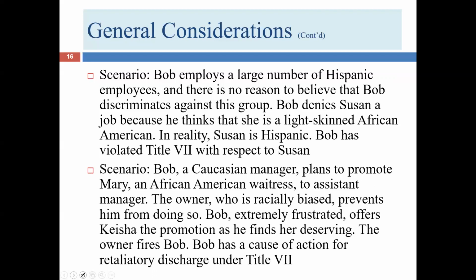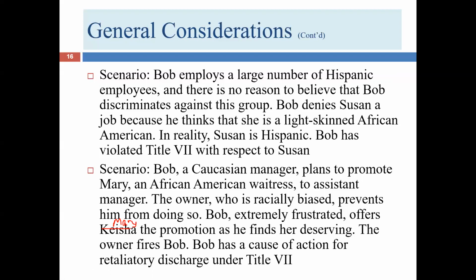Let's consider another scenario. This is a different Bob here. Bob is Caucasian. He would like to promote Mary, an African American waitress, to become an assistant manager. The owner of the restaurant is racially biased, and he tells Bob, no, you can't do that. I guess I need to change this. This should be Mary. I apologize, that's a typo there.